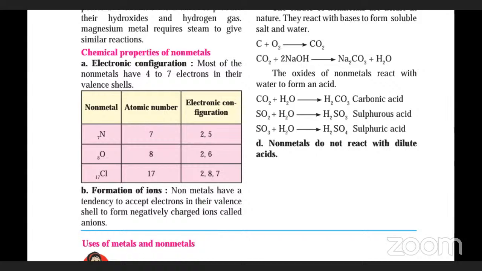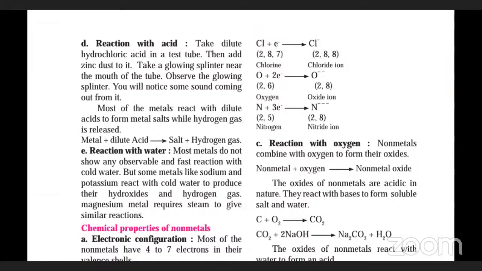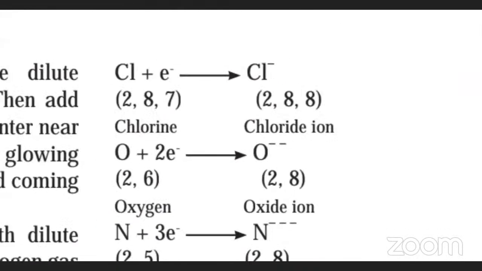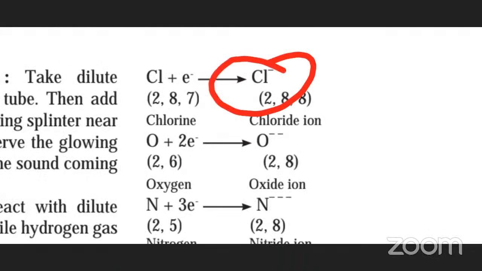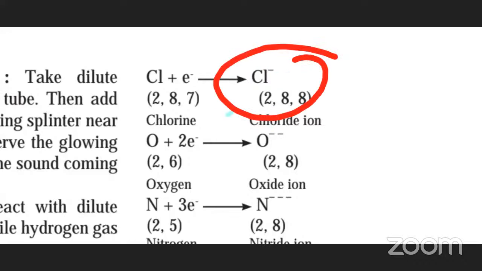Now talking about formation of ions. These will form anions. Anions means negatively charged, right? In metals, what was formed? Positively charged ions were formed. If you remember, in metals it was positively charged: Na plus, Mg plus plus, Al plus plus plus. But in case of non-metals, it is Cl minus, O2 minus, and N3 minus.